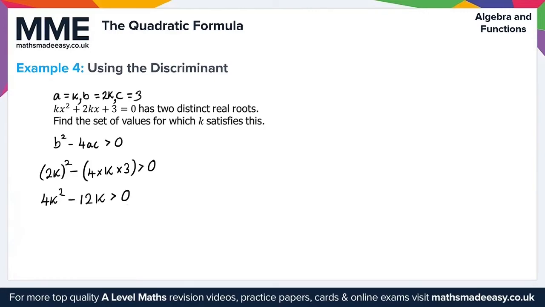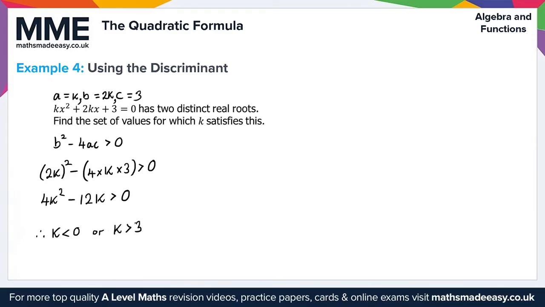Now here we're looking to find the set of values for which k satisfies this quadratic inequality. So in this case, we can sketch this quadratic if we'd like, or you could go straight to giving the solution if you can spot it. In this case, we'll actually give the solution first, and then we'll also draw an example of the quadratic. For this quadratic inequality, what we obtain for our solutions is that k is less than 0 or k is greater than 3.